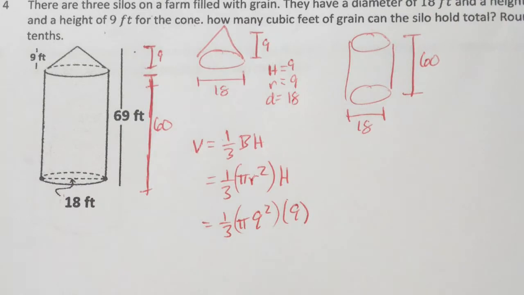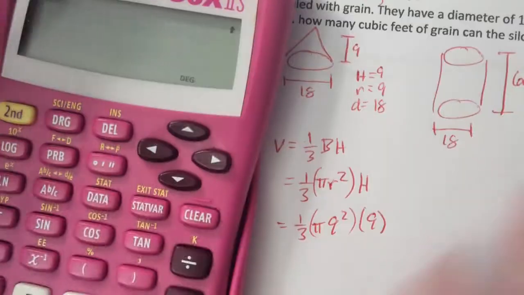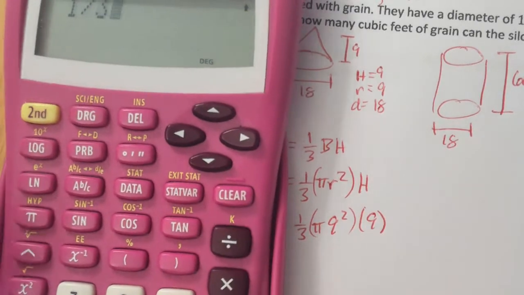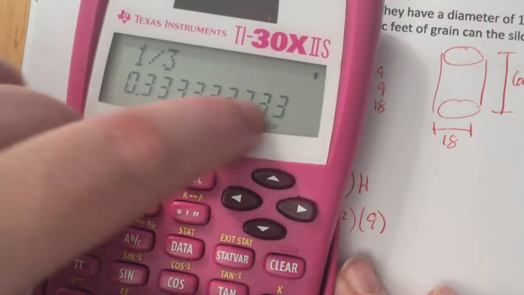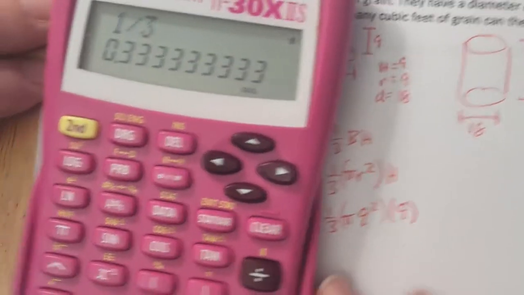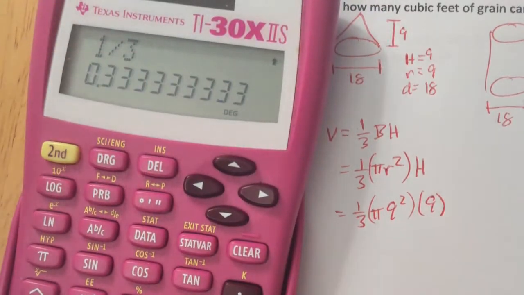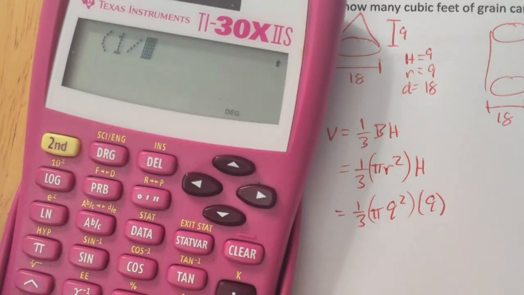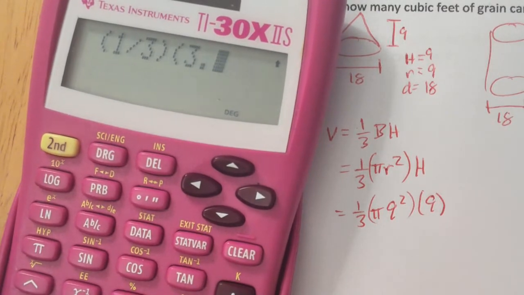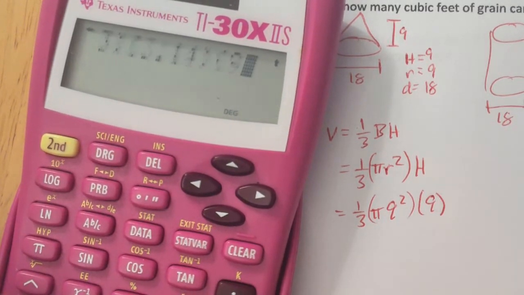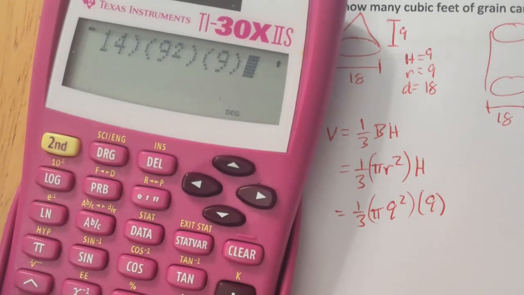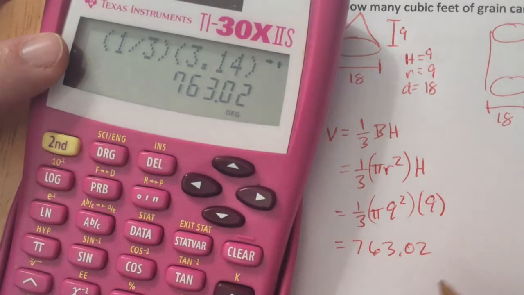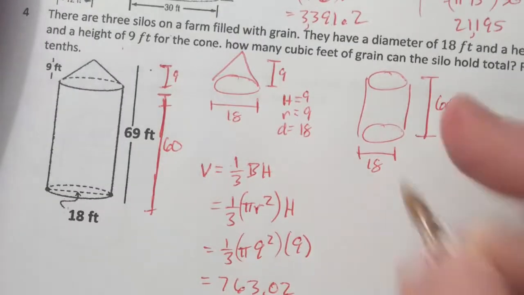All right, so let's put that in the calculator. So you don't want to do 0.3. It's 1 divided by 3, which is 0.3333333. So if you're going to do the decimal version of this, make sure you're using as many 3s as you possibly can. But I'm just going to use parentheses. 1 divided by 3 times 3.14 times 9 squared times 9. We get 763.02.